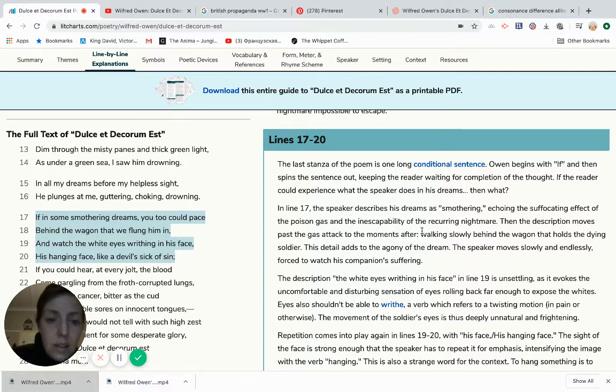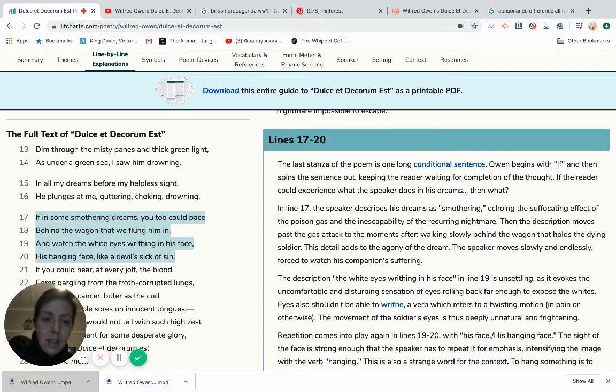The last stanza of the poem is one long conditional sentence. Owen begins with if, and then spins the sentence out, keeping the reader waiting for the completion of the thought. If the reader could experience what the speaker does in his dreams, then what?